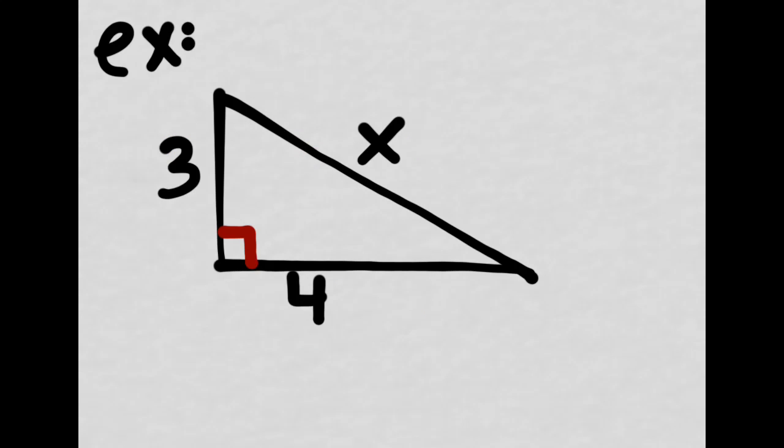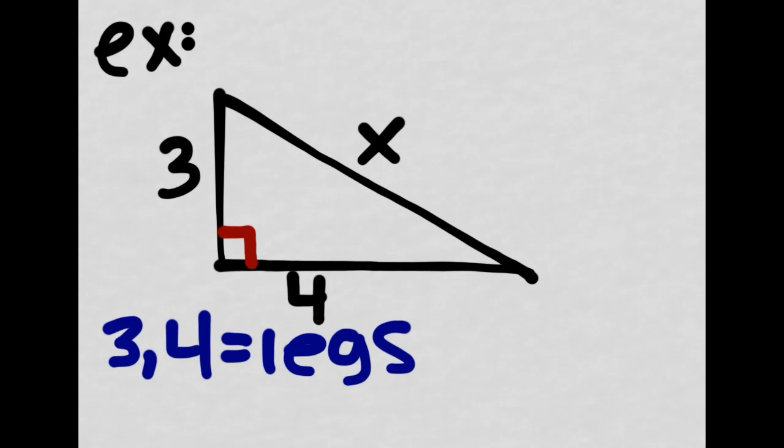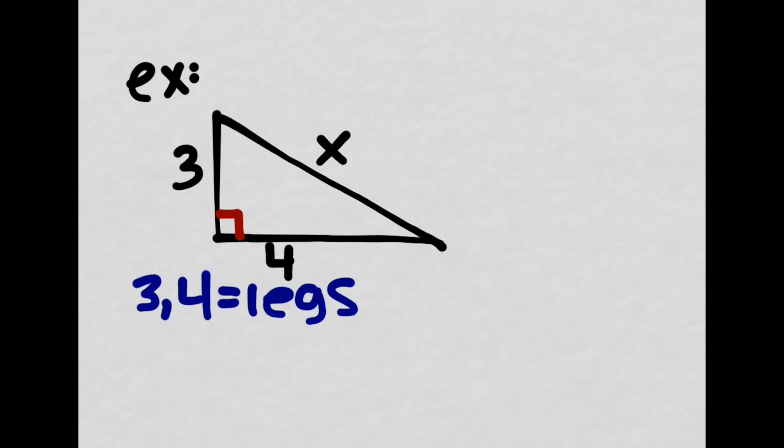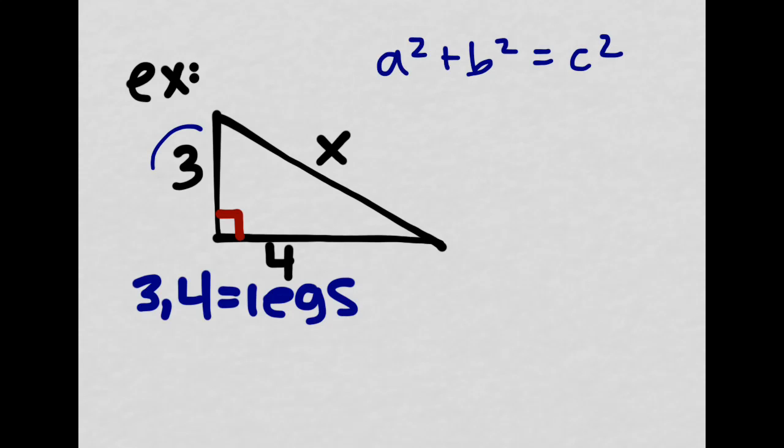So our first example is we have 3 and 4 as the legs, so 3 and 4 equal legs. And we want to find x, which is the hypotenuse. So let's apply the Pythagorean theorem. So we're going to say a squared plus b squared equals c squared. And a in this case can be 3 squared, plus 4 squared, which is b, because these are the legs. And this is equal to c squared. Or in this case, we are calling it x squared.